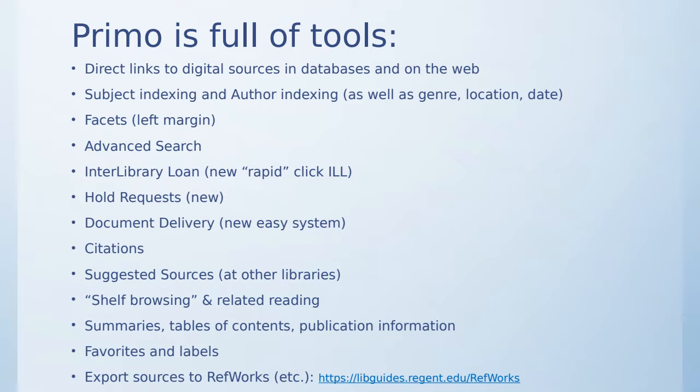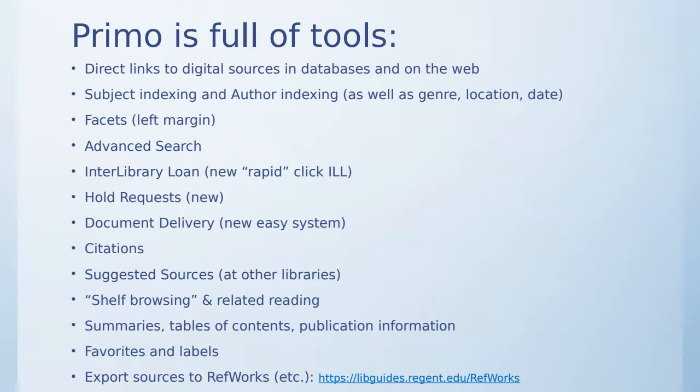All right, and then the next thing is I just listed all the tools that are in Primo, which is a ton of stuff here, as you can see. But I just want to talk about a couple, and then I'll show you some examples. So the first tool I have here is direct links to digital sources and databases and on the web. That's the main reason we use Primo, is we're looking for articles or ebooks or print books, and Primo is going to give us direct links to how to get to that source.